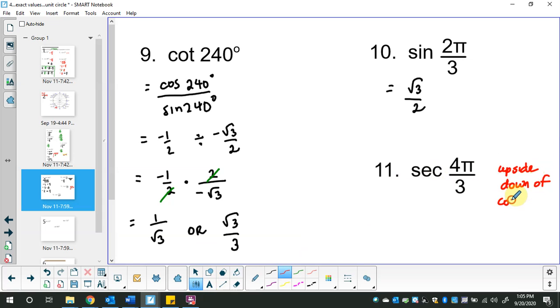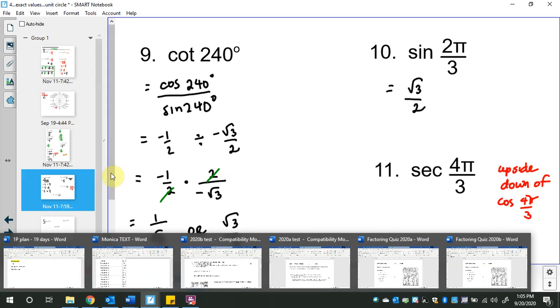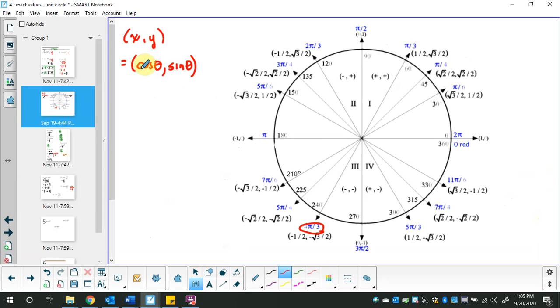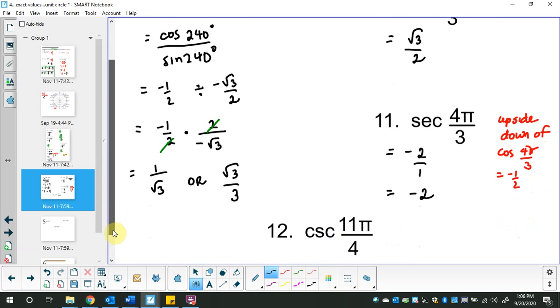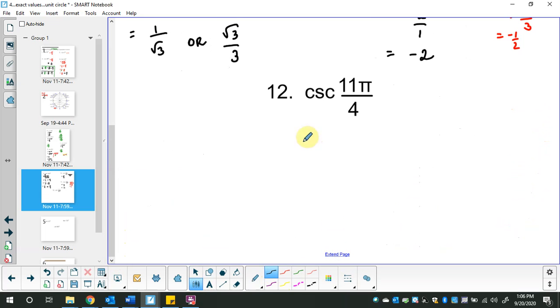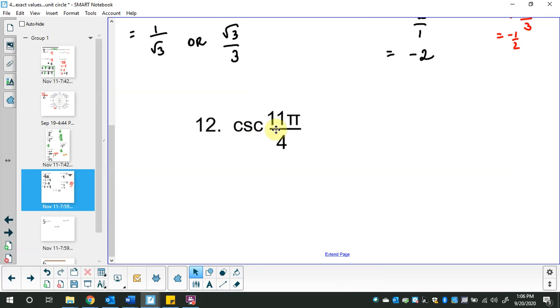You'll need to take your answer for cos 4 pi over 3 and turn it upside down. There's a dog fight in my backyard. So cos is the first one. So I'm going to have to take negative 1/2 and turn it upside down. And because I can, I need to make it look pretty. And the last one here, cosecant, that's going to be another upside down one.